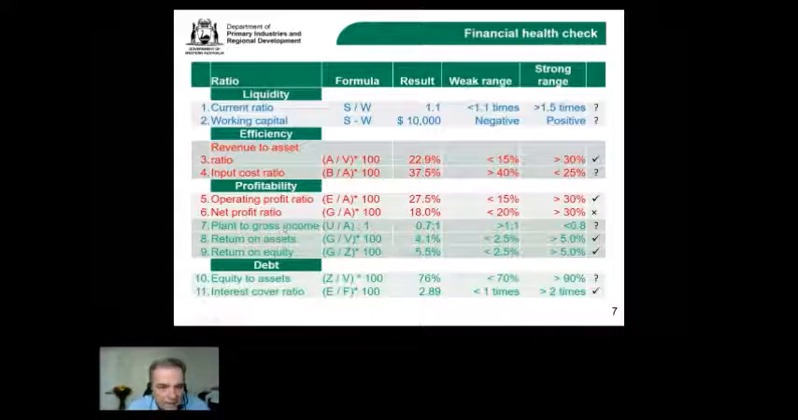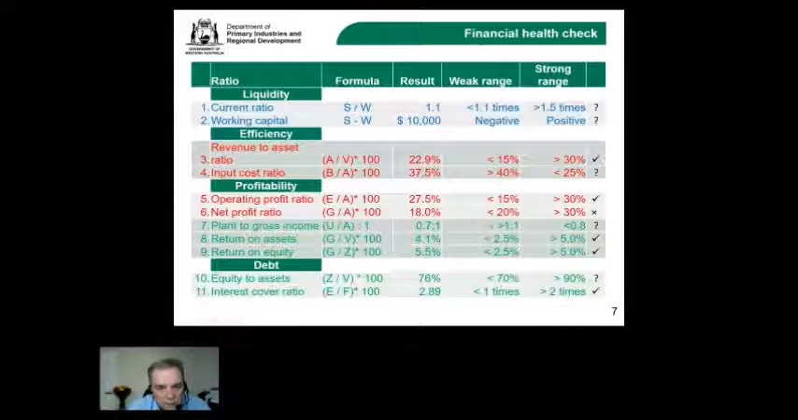Plant to gross income. So the value of your plant compared to the revenue it's helping you generate. U is your plant and A is your revenue. And the ratio here is saying, look, it would be nice to be under 1 to 1, and you don't want to be more than 1 to 1. That is a lot of plant and not much revenue. And if you're using your plant efficiently, maybe it's going to be less than 0.8.